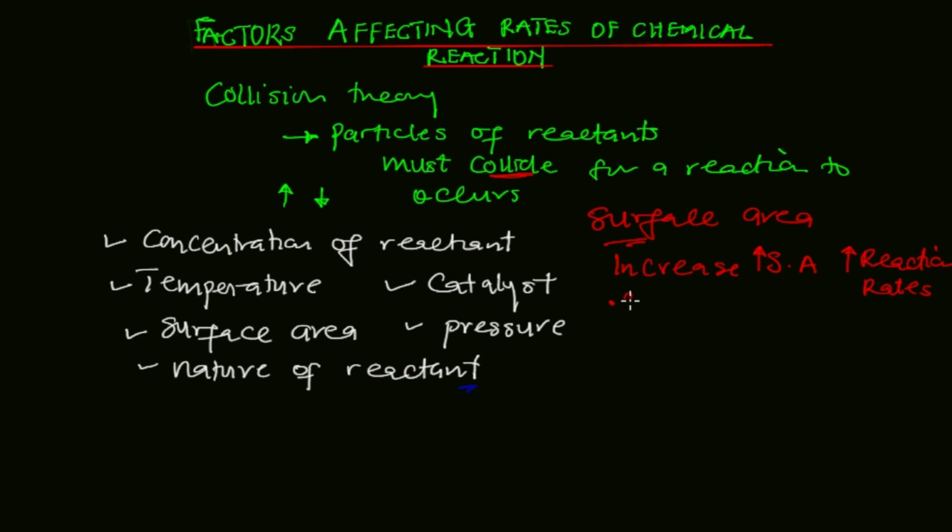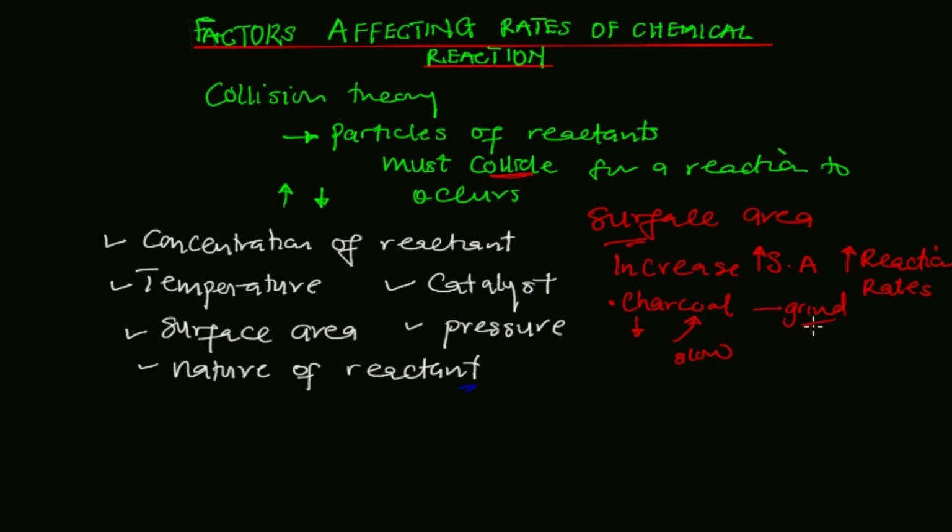Let's say we have charcoal, or we simply say coal, right? So whenever you have charcoal in its more complex form, that is, it has a particular shape, and then you light it with fire, the rate at which the charcoal is going to catch fire will be very, very slow compared to when you grind the charcoal.